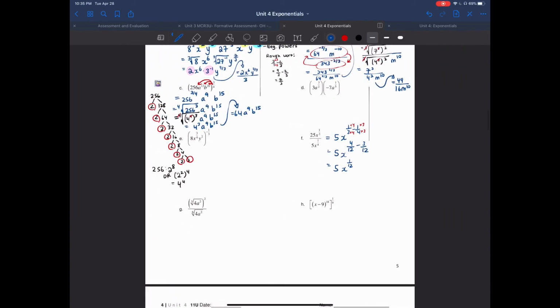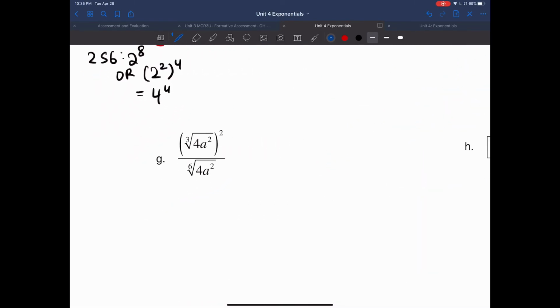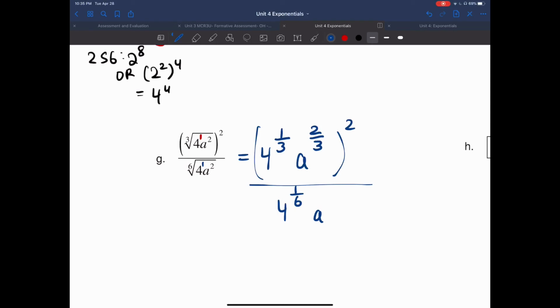G, I'm going to apply that 2 into the inside, but I want to break it down first. So what I mean is, the 4 has an exponent of 1, and so I'm going to rewrite 4 as 1 over 3, because that part is a numerator, and the number in front of the radicand is a denominator. And then I have a to the exponent 2 over 3, put that all over brackets to the exponent 2, divided by, again, there's a 1 on the 4, so I have 4 to the 1 over 6, and a, and then 2 divided by 6 is 1 over 3, so I have that.